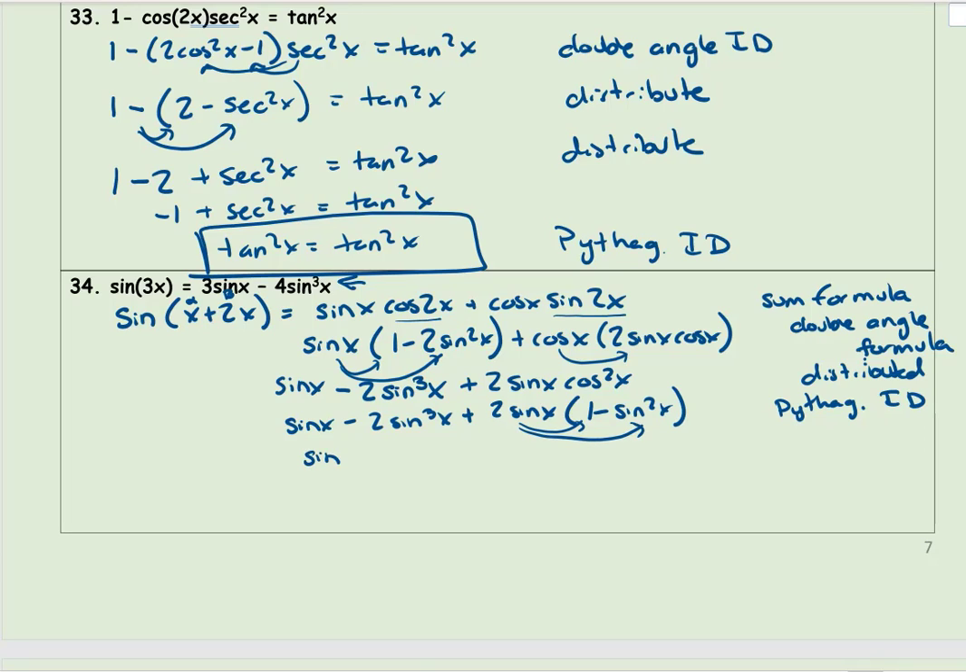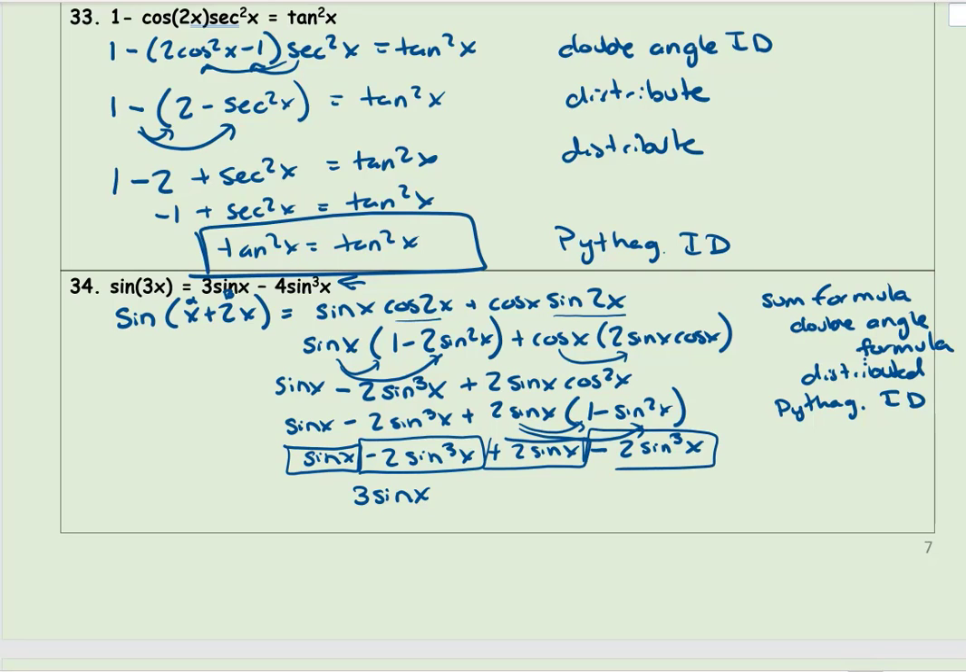So now we have sine of x minus 2 sine cubed x plus 2 sine of x minus 2 sine cubed x. All we did here is distribute, and now we're just going to combine like terms. This sine of x and this 2 sine of x become 3 sine of x, and then this negative 2 sine cubed x and this negative 2 sine cubed x become negative 4 sine cubed x. And that's what we had originally.